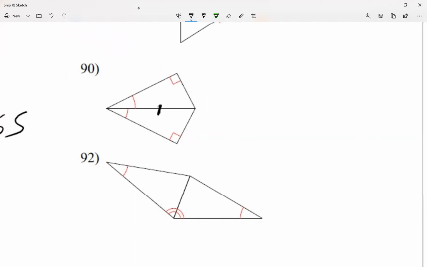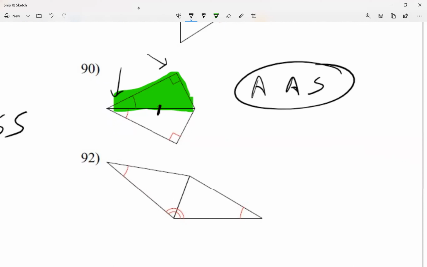Let's take a look at number 90. I can mark this side because both triangles share it. I'm looking at one triangle, and I see there's one angle and there's another angle. So two angles. Is the side in between the angles? No. All right. So angle, angle, side, or side, angle, angle. Quickly take a look. The other triangle is marked the same way, so that's good.